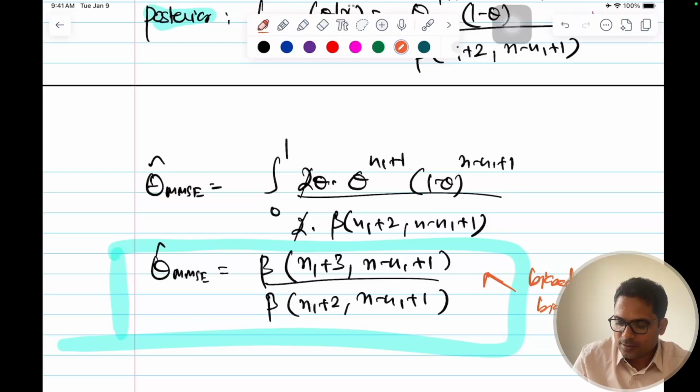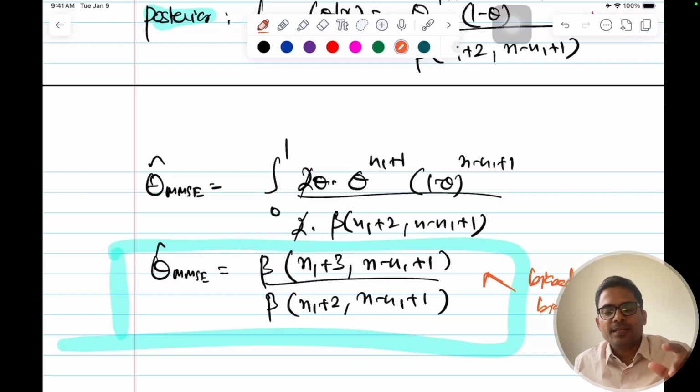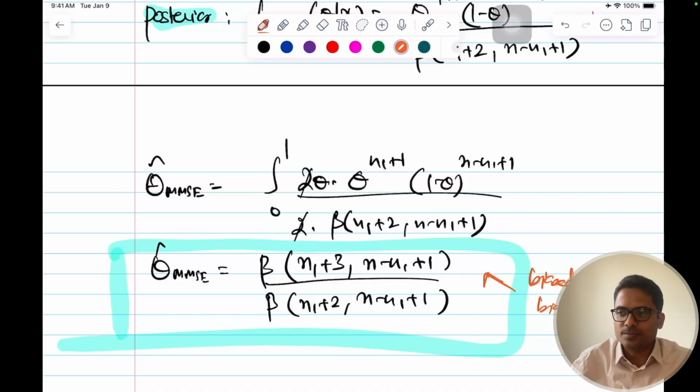We saw both the cases. In the first one, in theta MAP, we saw bias towards 0, and in MMSE we saw bias towards 1. So that gives you an idea. The prior can be biased towards any of the values, and depending upon that, we will get the final outcome.